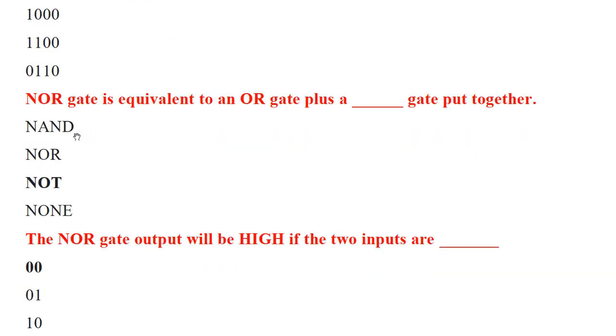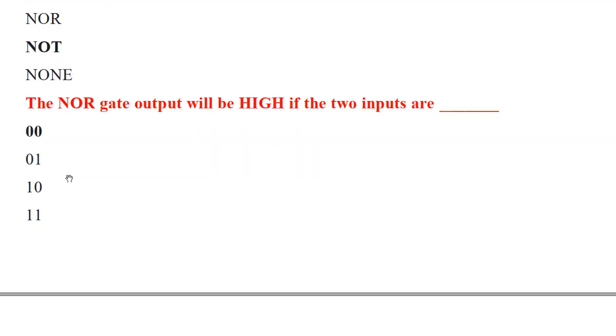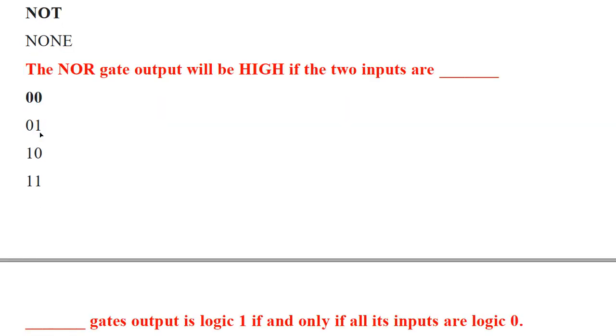Next, the NOR gate is equivalent to an OR gate plus a dash gate put together. Of course, what is NOR? It is NOT plus OR, so the correct answer is NOT. NOR gate output will be high if the two inputs are... Yes, again you have to use the truth table. So what is the NOR gate? The NOR gate truth table says if the case is 0 0, then the output is 1, otherwise the output is 0. So for the output to be high, both the inputs should be 0 0. The inputs are 2 bits, so you have to consider the table for 2 bits only.